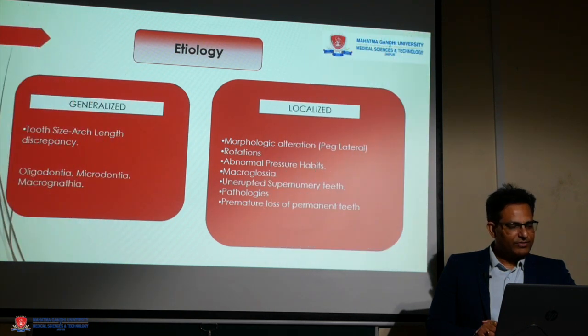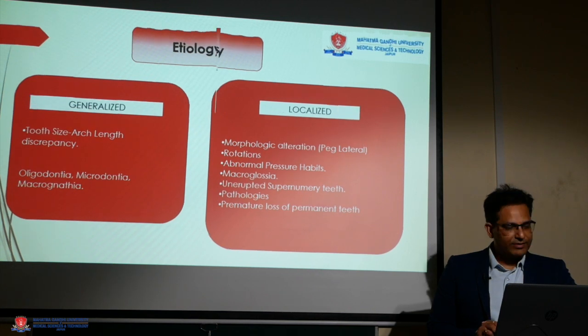So general etiological factors means there would be a discrepancy between tooth size and arch length. There could be oligodontia, microdontia, or macrognathia. Localized causes may be because of morphological alteration in particular teeth, like peg laterals, rotations, abnormal oral habits, macroglossia, unerupted supernumerary teeth, pathologies, and premature loss of permanent teeth.